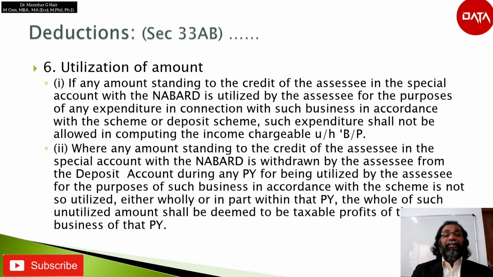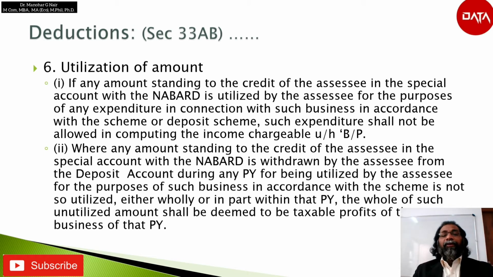The utilization of amount. Point 1. If any amount standing to the credit of the assessee in the special account with the NABARD is utilized by the assessee for the purposes of any expenditure in connection with such business in accordance with the scheme or deposit scheme, such expenditure shall not be allowed in computing the income chargeable under the head business or profession.